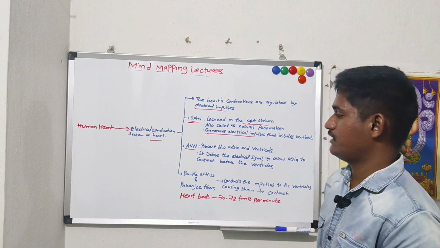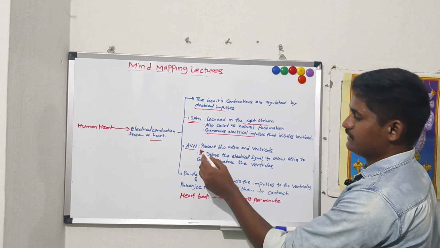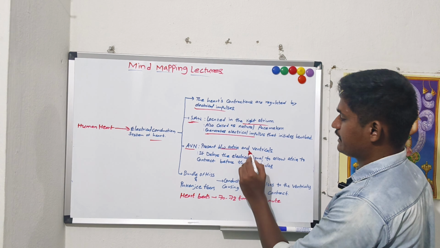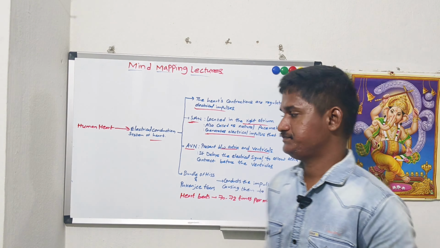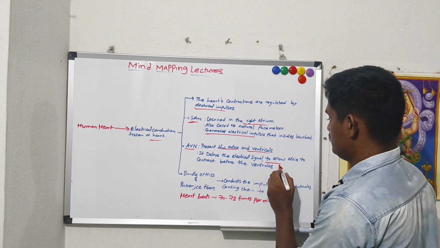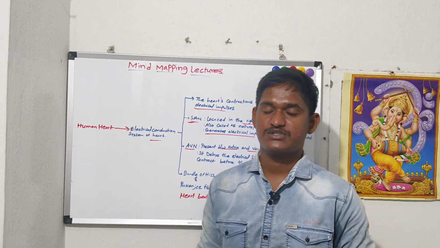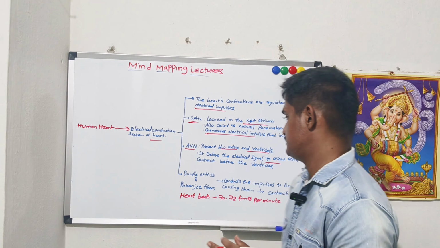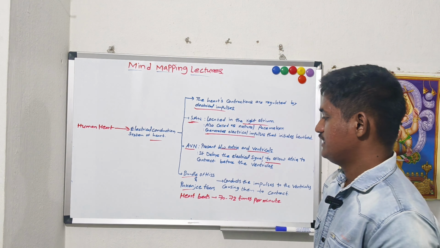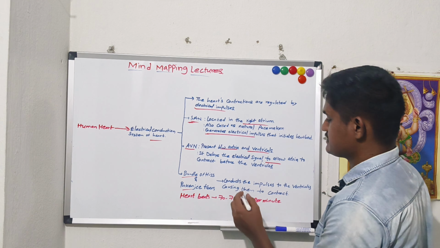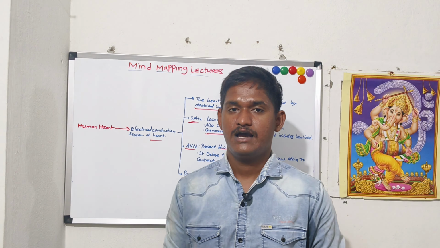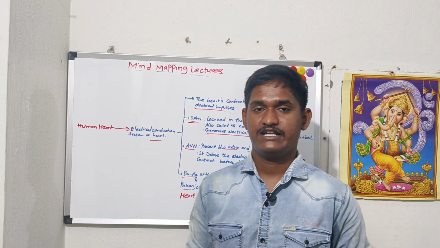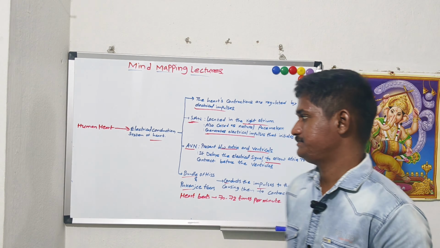AVN, atrioventricular node. This node is present between atria and ventricles. It delays the electrical impulses to allow atria to contract just before the ventricles. Bundle of His and Purkinje fibers are present in the ventricles. These conduct the impulses to the ventricles, causing them to contract. Our heart beats 70 to 72 times per minute.